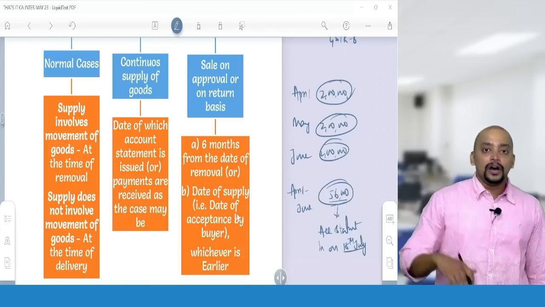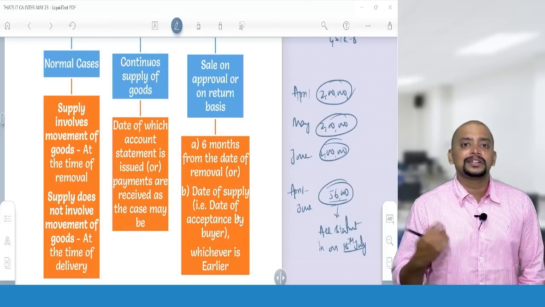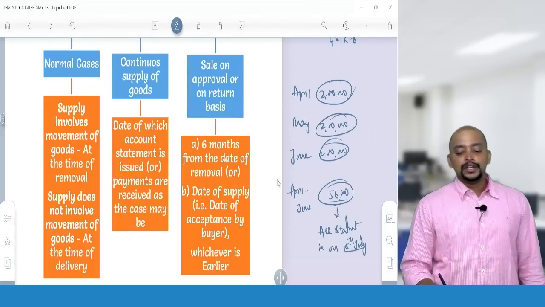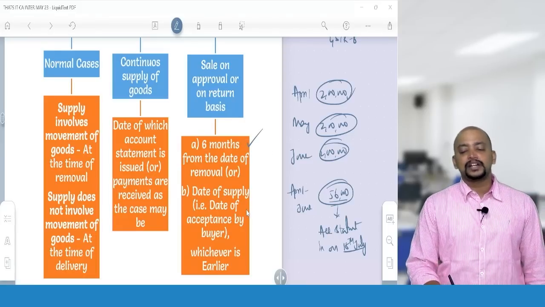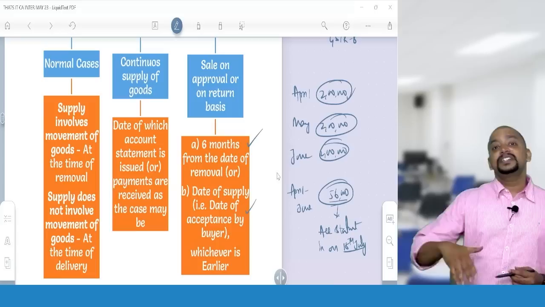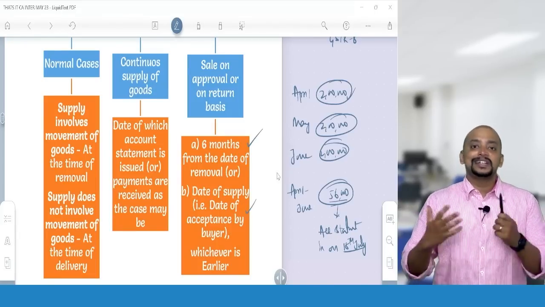That date or 6 months from the date of removal. If he is not accepting within 6 months nor returning on 6 months, it is deemed that he has accepted and we need to raise the invoice. So 6 months from the date of removal or date of supply. Date of supply means date of acceptance, whichever is earlier. Now after 6 months, suppose if he returns, we already raised invoice after 6 months treating it as supply.